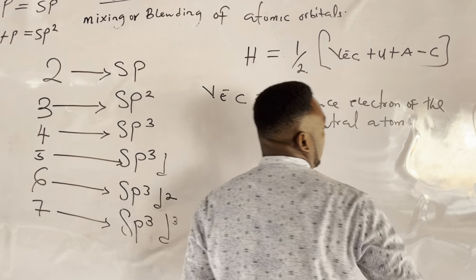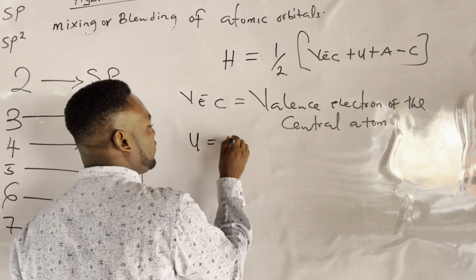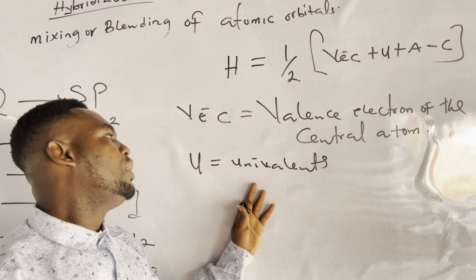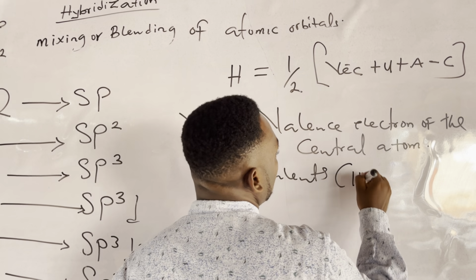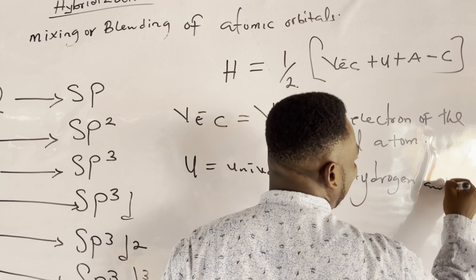Alright, so moving on now. We now have the U. What does the U stand for? The U stands for univalent. Univalent. What are univalent? Univalent are hydrogen, okay, and halogen.